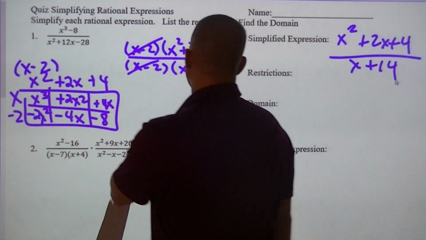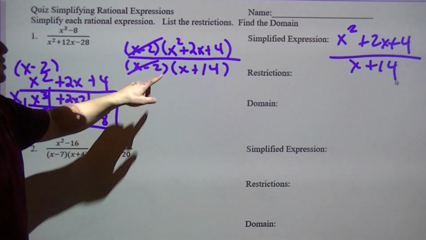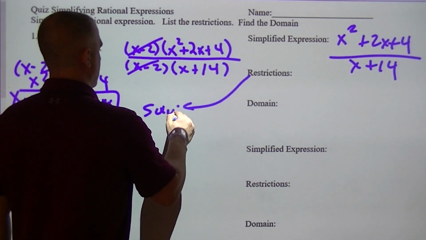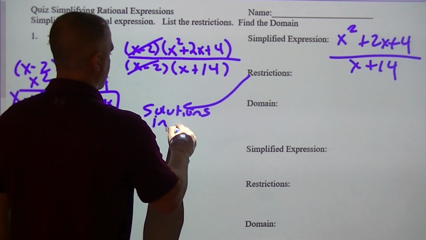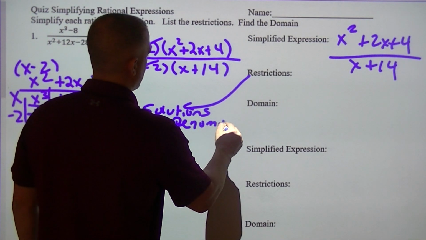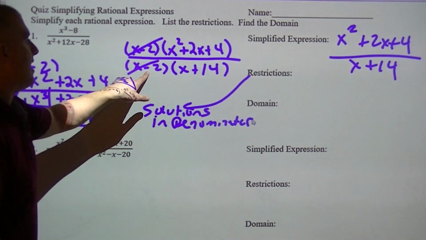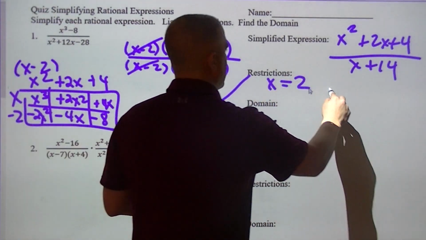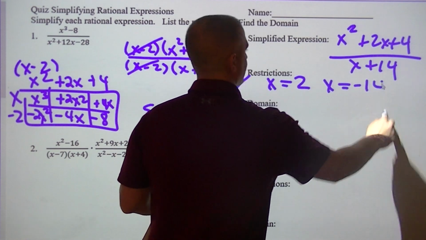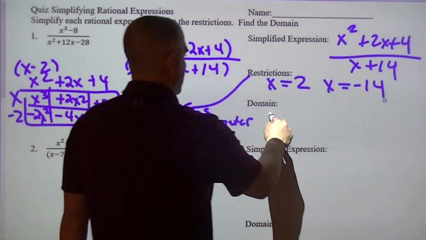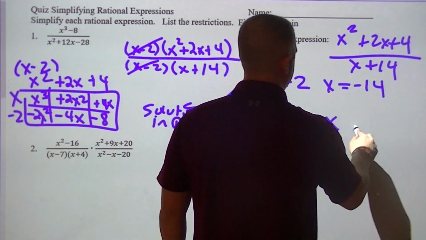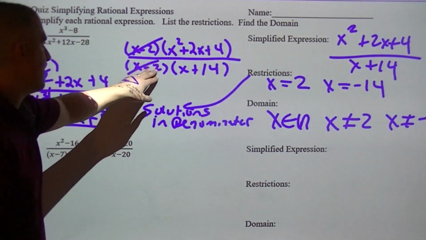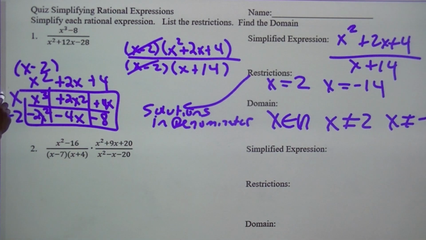Now let's talk about restrictions. Let's make this easy. The restrictions are the solutions in the denominator. Okay? So, very simply, x minus 2, that restriction would be x equals 2. X plus 14, that is x equals negative 14. So those are the solutions. The domain is just all real numbers, and you just put the restrictions. Okay? Don't overcomplicate that. Whatever's in the denominator, that's what you solve.